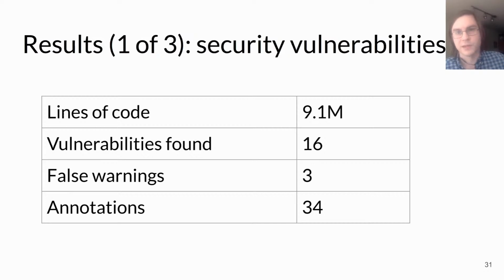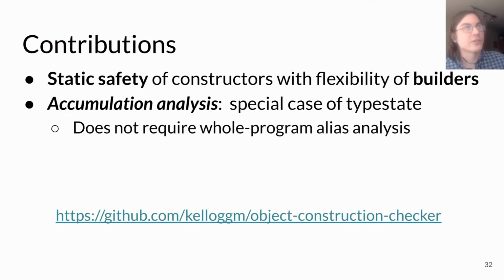So only 34 places in the program required a human to write an annotation. And so that's it. With this accumulation analysis technique, we are able to get the best of both worlds between builders and constructors. And we think that this is a really cool subset of typestate that might lead to other interesting things in the future.